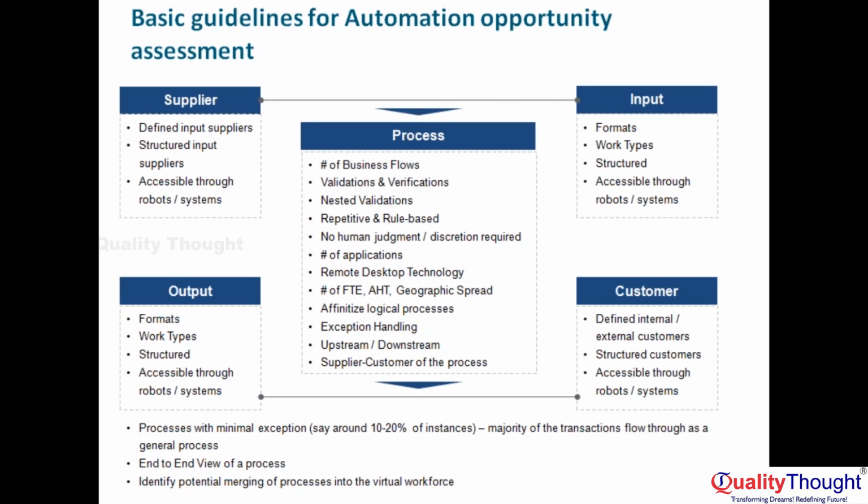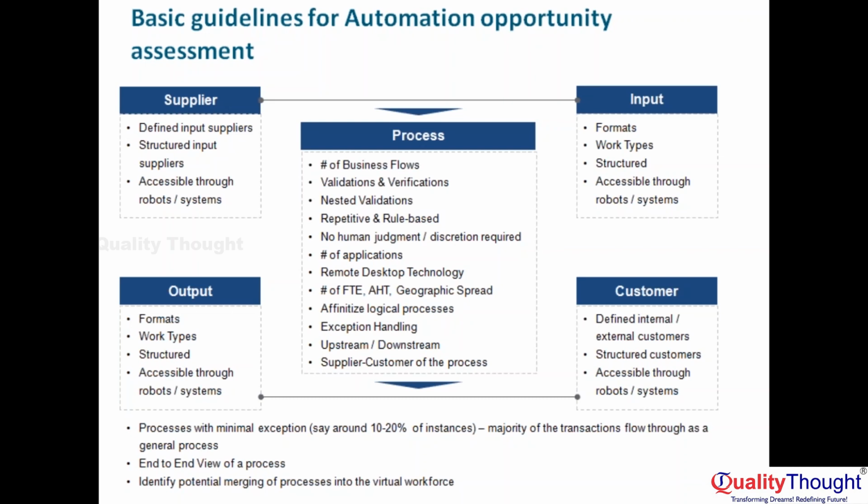So these are all called exception scenarios. If your process has more exception scenarios, then it is difficult to automate. Your automation benefit will be reduced. So it is better to identify processes which have fewer exceptions. The examples I have given are technical exceptions. There are also process-wise exceptions.